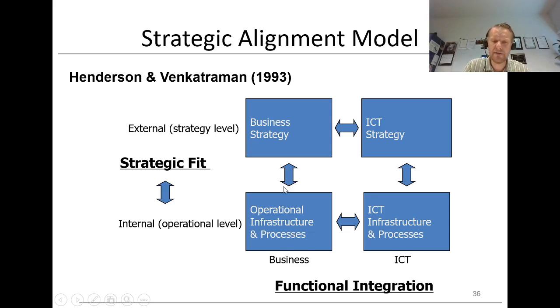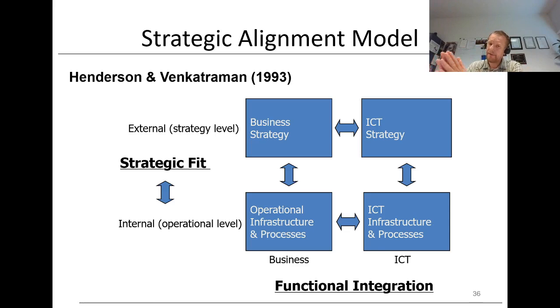And we need strategic fit between both, right? So this is the external part, the strategy, and this is the internal part. The internal part tells us how our external vision, our external strategy, is operationalized at the operational level. So there should be strategic fit between a business strategy and the internal or operational part.